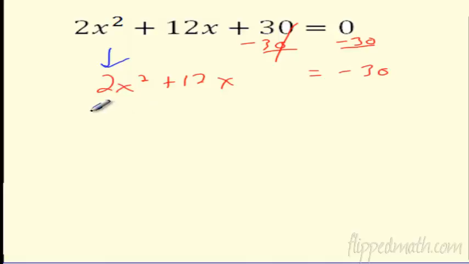So what do I have to do? I'm actually going to have to factor that out here. So I'm going to factor that bad boy out, and I'm left with, I'm sorry, the 2x squared divided by 2 is x squared plus 6x. So I just pulled out the greatest common factor, still equals negative 30 over here. And then now I'm going to actually complete the square. So I'm going to complete the square here. And so how am I going to do that?